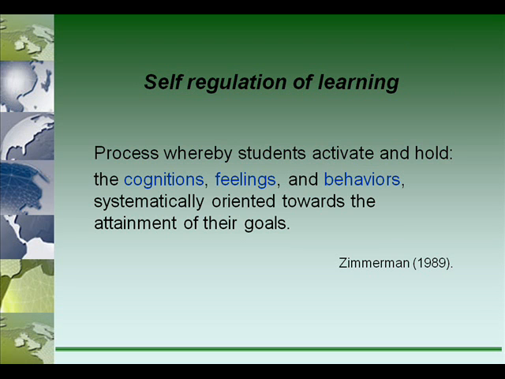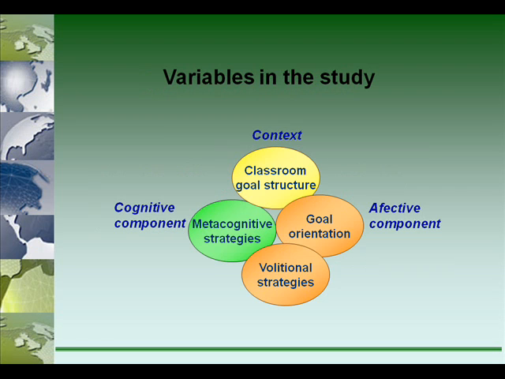Self-regulation of learning refers to self-generated thoughts, affects and behavior that are oriented towards the achievement of a student's goals with the interaction of environmental conditions. In order to self-regulate their learning, students need to use different strategies to plan, monitor, and evaluate their learning process, that is, metacognitive strategies, as well as to control their motivation and emotion, that is, volitional strategies.